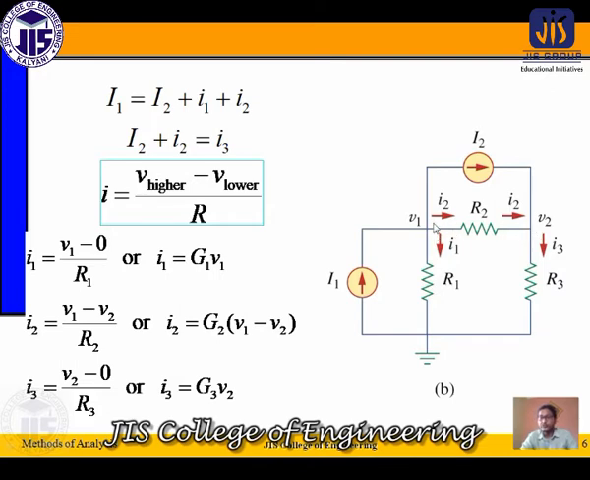So the voltage difference will be V1 minus V2 for this small I2 current. Similarly, for this I3 current, we have considered the current going downwards. So here the potential difference will be V2 minus the voltage of the point where the current is going. The current is going to the point of 0 voltage. So for this small I3 current, the voltage difference will be V2 minus 0. By applying this logic, we can find the values of whatever the currents are.